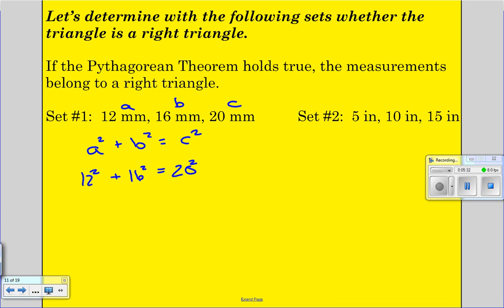We're going to find out if this is true or not. If this turns out to be true, then we know for sure we have a right triangle with these three measurements. So let's look at this. 12 squared is 144. 16 squared, remember that 16 times 16 is 256. And 20 squared is 400. That's 20 times 20. Add these two together. It actually does make 400. So now I have 400 on both sides of my equation. They're equal. That means this is a right triangle.